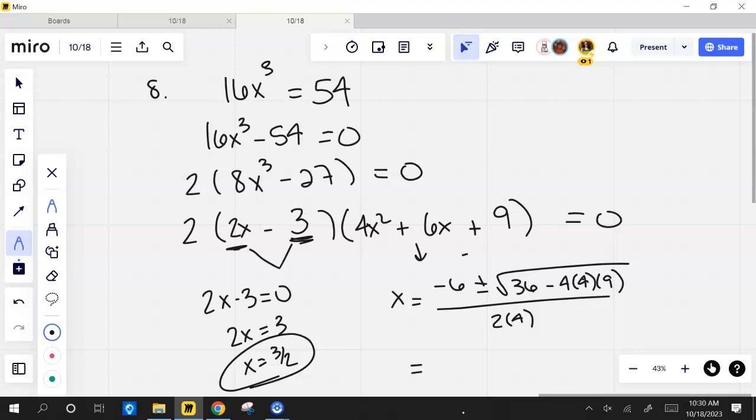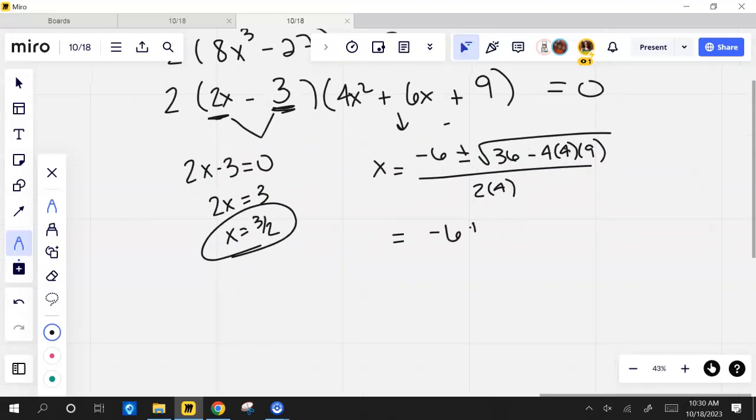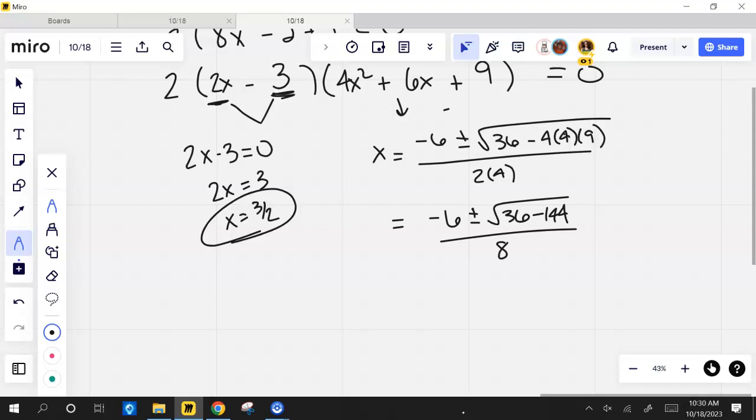Let's see. Plus or minus the square root of 36. What is 16 times 9? Quick, Miles. 16 times 9. What is it? Under here, that's what I don't know. You did that in your head that fast? Now, what's 36 minus 144? Anybody? Negative 108.